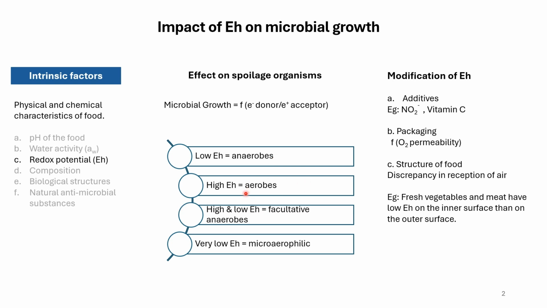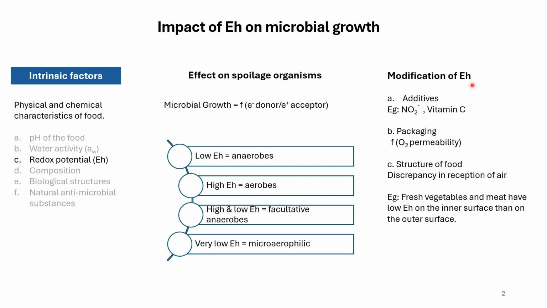So aerobes will grow. High and low redox potential results in growth of facultative anaerobes, as they can easily adapt to high oxygen content or low oxygen content. Very low redox potential results in production of microaerophilic organisms that need very little oxygen for their growth.